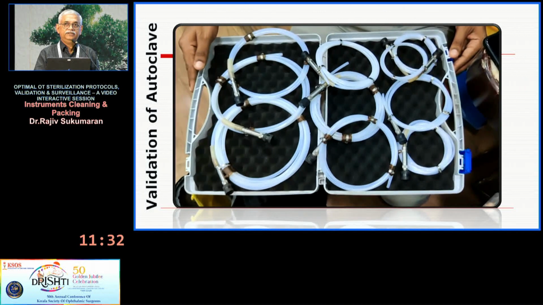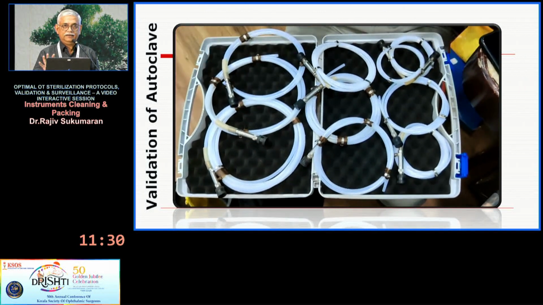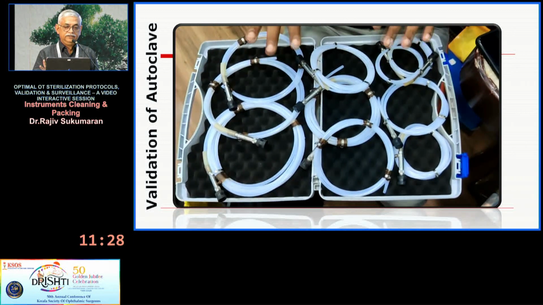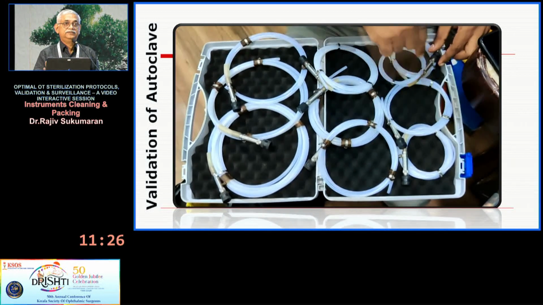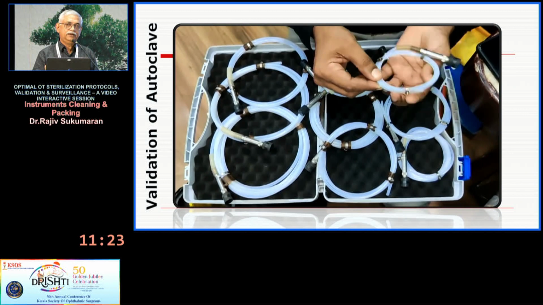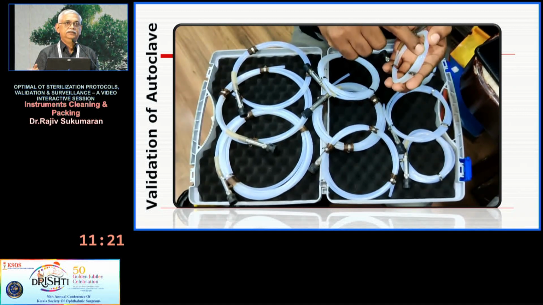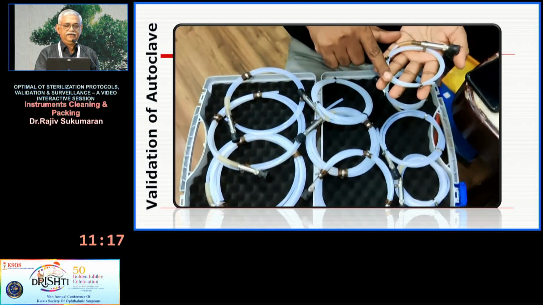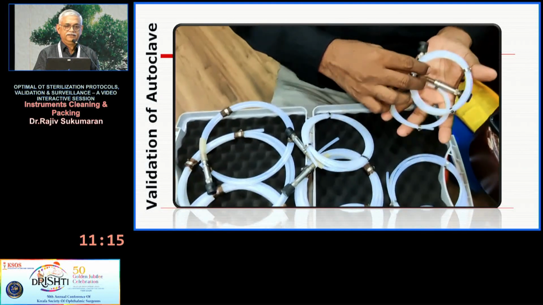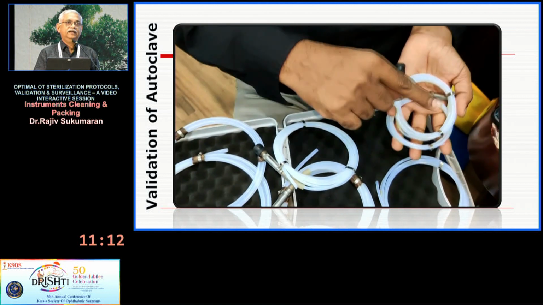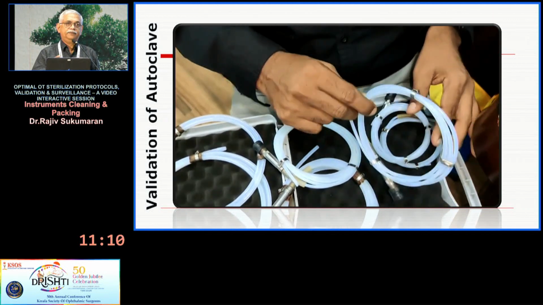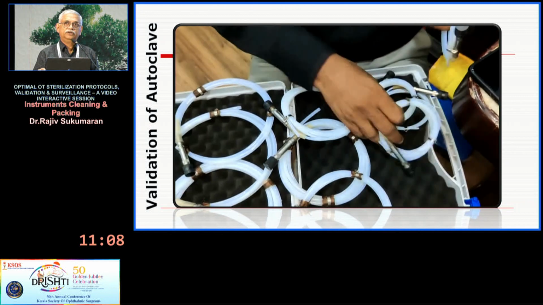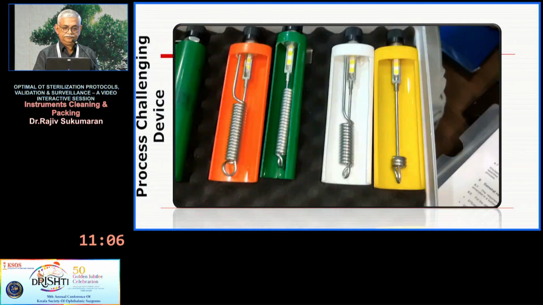And what I am showing here is a batch of 10 helix tubes. These tubes are used to standardize your autoclave. This is not done by you, but by the company when they come to install. These 10 helix tubes are of different sizes and calibers. All the 10 have to pass the test if your autoclave is good. And this is called the process challenging device.